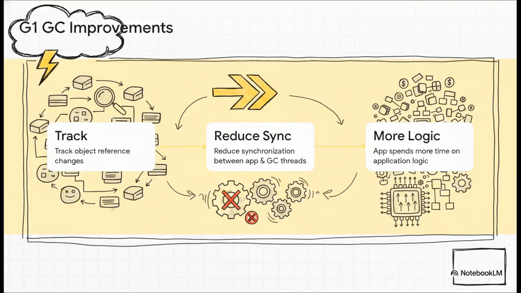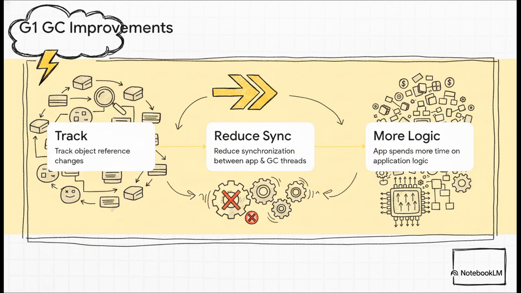And speaking of garbage collectors, the default G1 garbage collector is getting a fantastic under-the-hood upgrade. G1 constantly tracks object reference changes to perform its cleanup. Historically, this tracking required significant synchronization overhead between your actual application threads and the background GC threads. Well, Java 26 internalizes improvements that reduce this synchronization requirement. By optimizing how reference changes are tracked, the application threads spend much less time waiting synchronously.